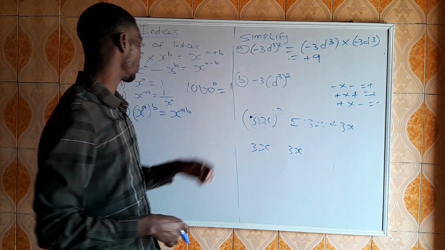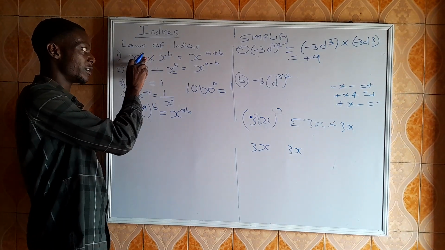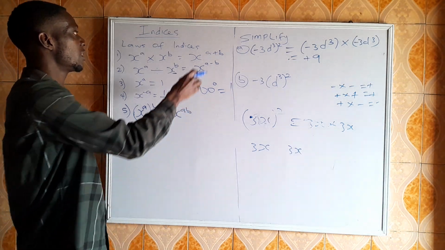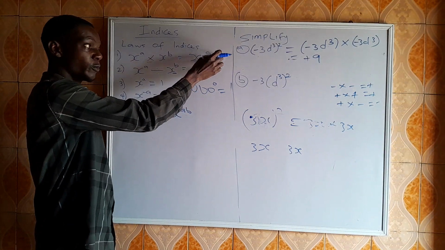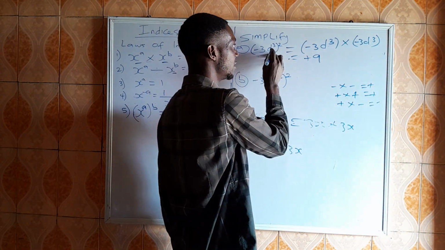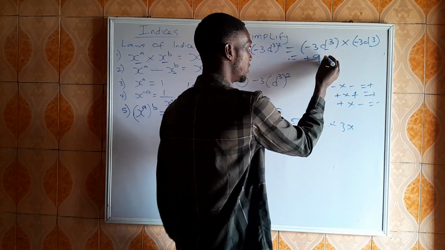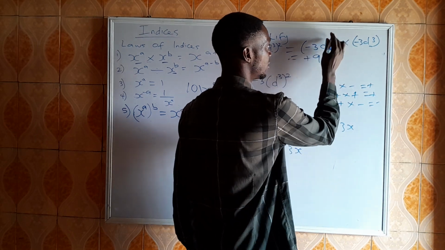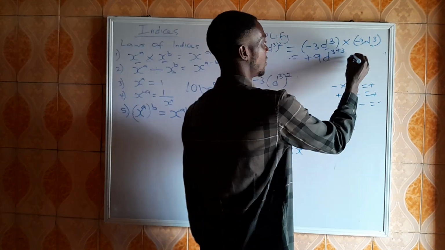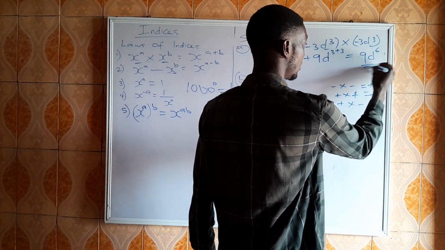Now let's come back to our law or our rules. We have s raised power a multiplied by s raised power b. It should be what? s raised power a plus b. So far they have the same base. Now these two have the same base, d and d. So it should be d raised power 3 plus 3, which is 9d raised power 6.